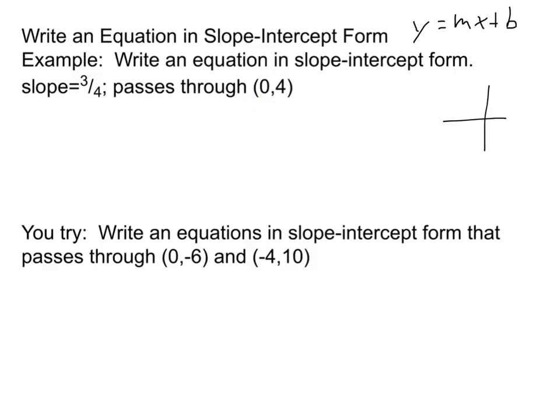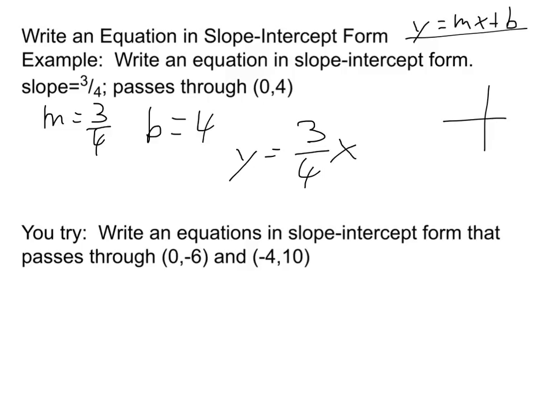Y equals mx plus b. M is our slope, so m equals 3 over 4. And b, our y-intercept, is equal to 4. So we just take that info and plug it into slope-intercept: y equals 3 over 4 x plus 4. There's the slope-intercept form of this specific line.